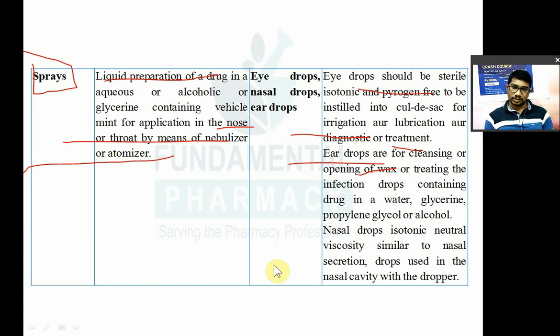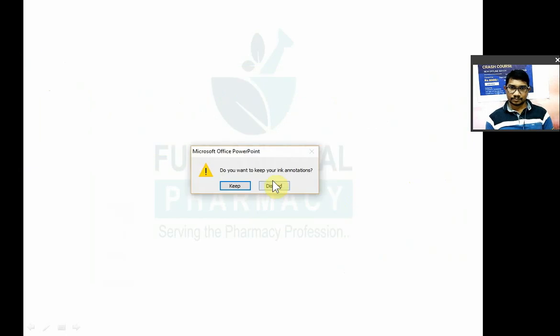Nasal spray क्या होता है, nasal drop is nothing but the drop containing drug that should be instilled into nostrils. So it should be isotonic and neutral, and it should have viscosity similar to your nasal secretion, and it is a drop used in a nasal cavity with the help of drop. So this was the today's session.